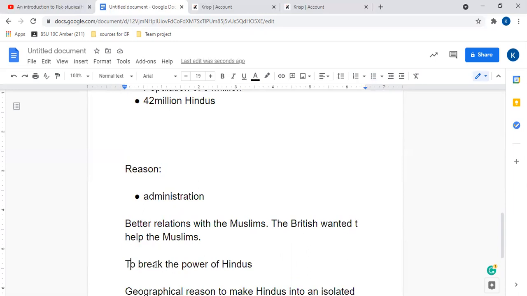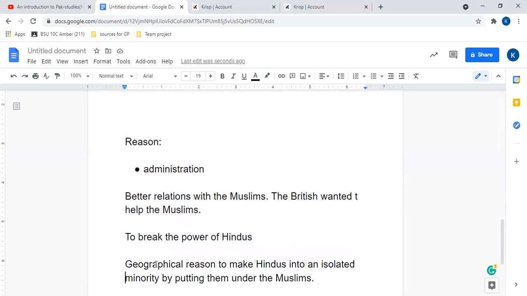They also wanted to break the power of the Hindus, especially in areas such as Bengal, which was responsible for earning a large amount of revenue for the British government. They wanted to break their power in these areas. All right, and the last was that there were geographical reasons. The British thought that by putting the Hindus under the Muslims, they would make them an isolated minority, so they wouldn't be able to take back the areas from the British. So that's basically it.